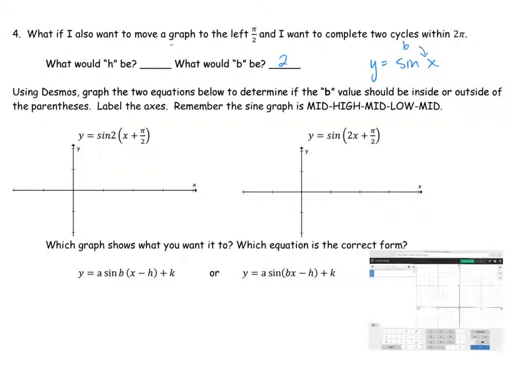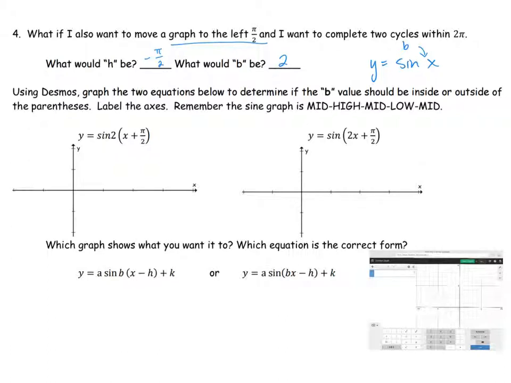If I want to move the graph to the left, pi over 2. Remember, if I want to move left, I add. So my h would be negative pi over 2, because then it would be x minus the negative pi over 2, so x plus pi over 2.